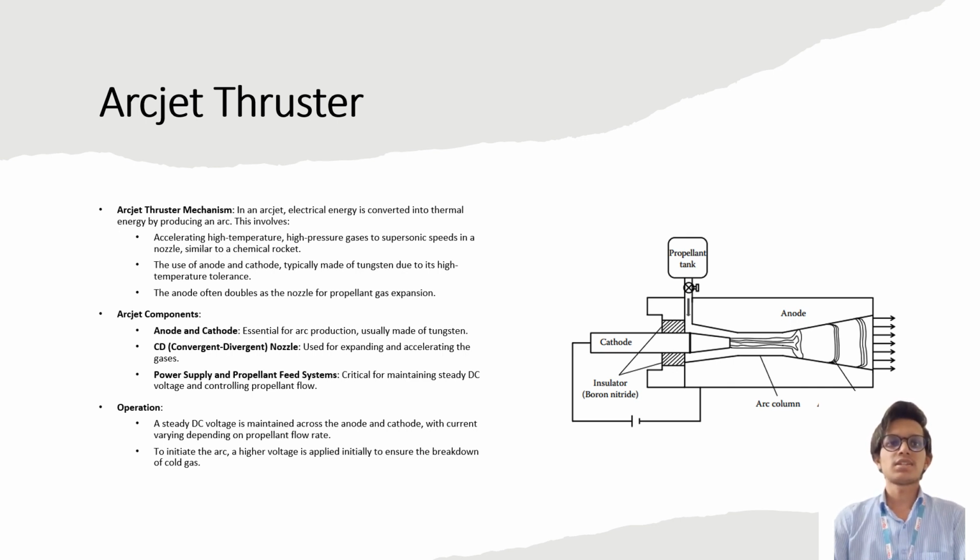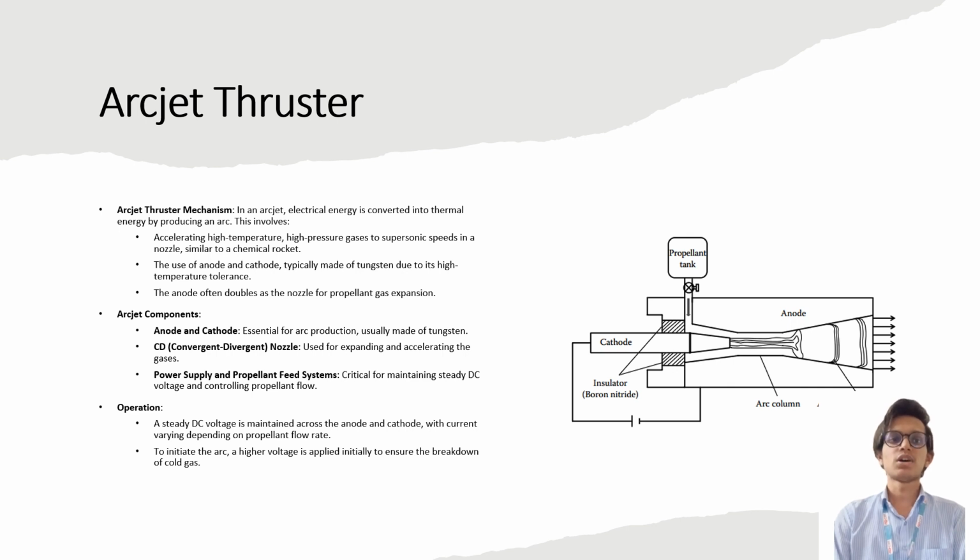So, arc-jet thrusters are a class of electric propulsion system that convert electrical energy into thermal energy through the production of an arc. This involves accelerating high temperature, high pressure gases to supersonic speeds in a nozzle, similar to a chemical rocket. The anode and cathode, typically made of tungsten for its high temperature tolerance, play a crucial role in initiating and sustaining the arc. The CD nozzle, power supply, and propellant feed systems complete the ensemble.